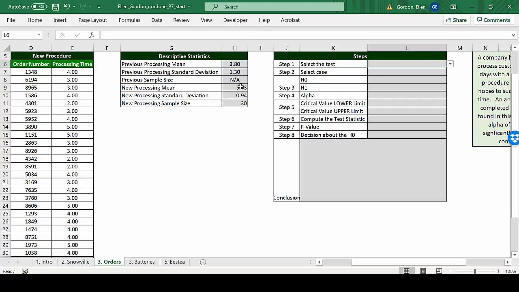So you can see that we are comparing two groups. We are comparing the new procedure average to the previous procedure's average. So we're comparing two group means. One group is sample data, and the other group, we know the population mean. So we're comparing one sample to a population mean, and we know the population standard deviation, so that would make it a one-sample z-test.